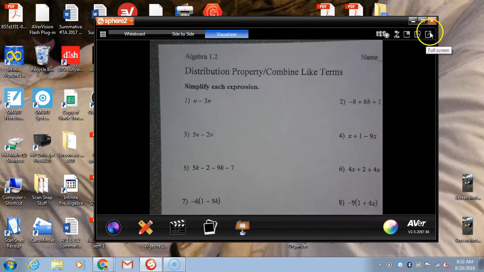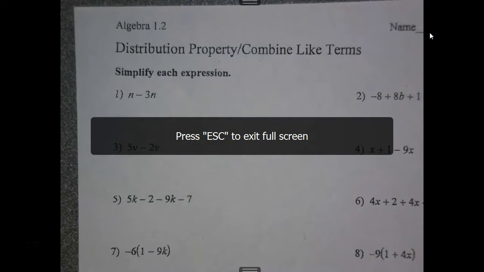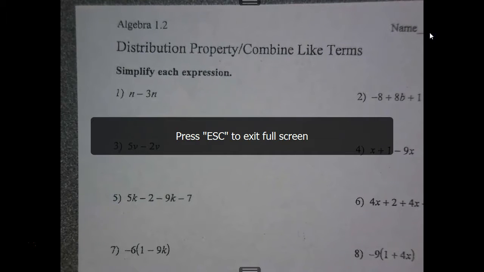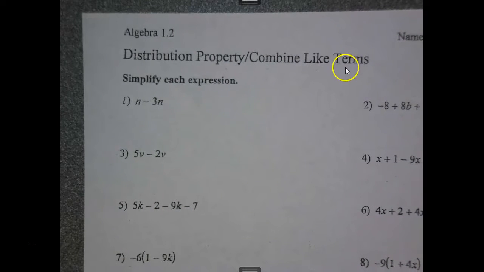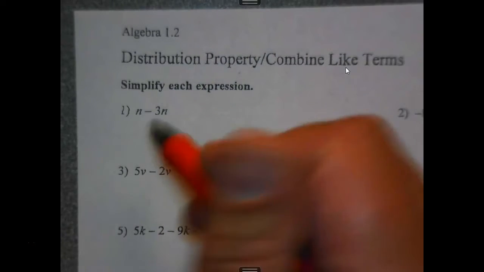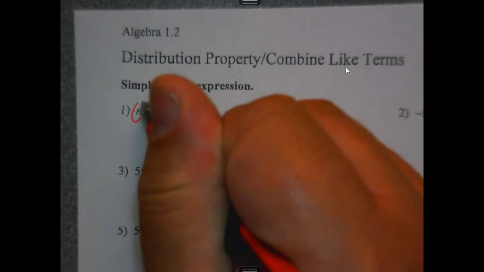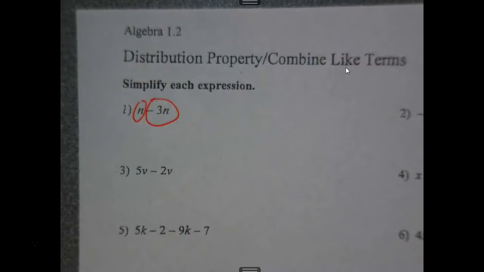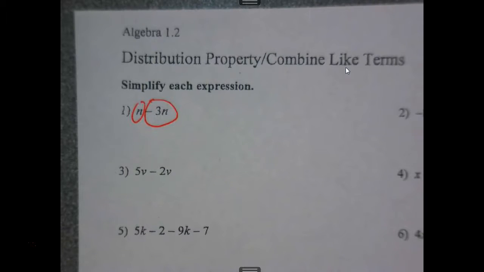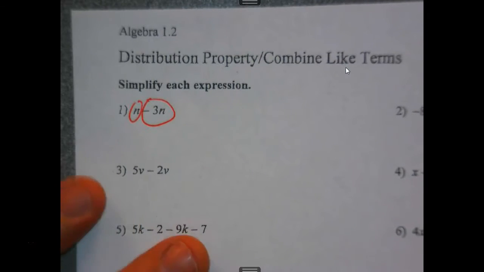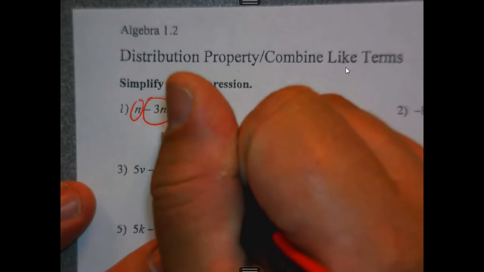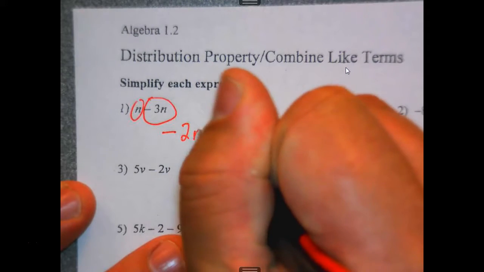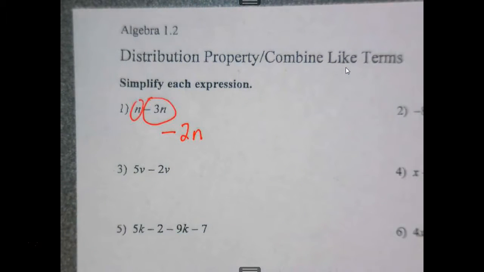Okay, number one. I have n minus 3n. Are they like terms? Yes, they are. So let's combine them. A positive 1n minus 3 of the n's gives me minus 2 of the n's. 1 minus 3.